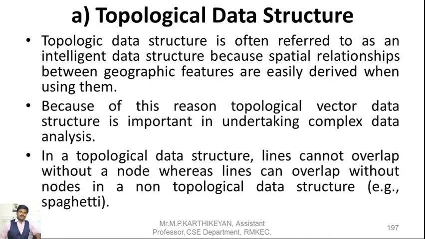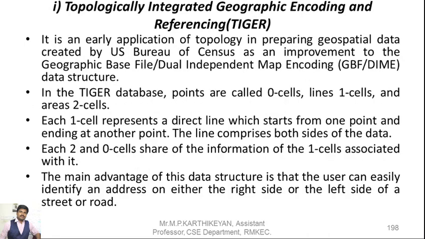Before seeing connectivity, contiguity and containment, we will see another model within this topology itself, called the Tiger model. Kindly note the expansion of the Tiger model: topologically integrated geographic encoding and referencing. This is a repeated question in your university, so kindly mark this one: topologically integrated geographic encoding and referencing. This is called the Tiger model.